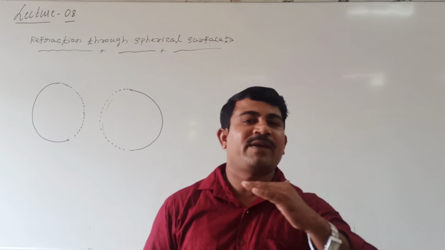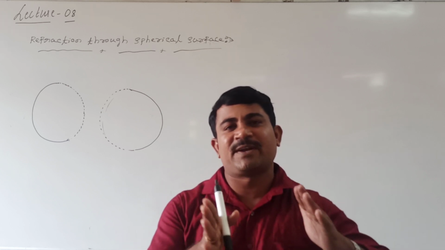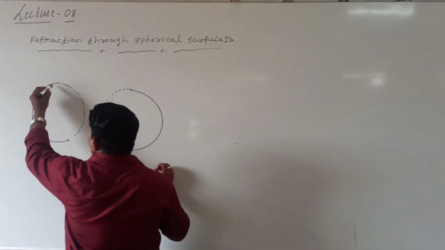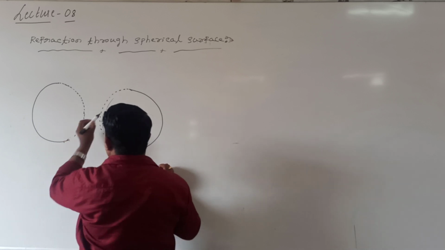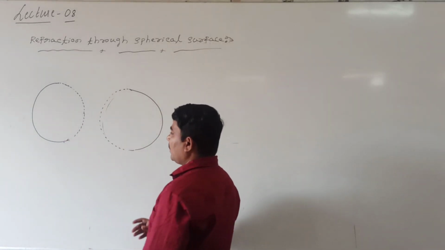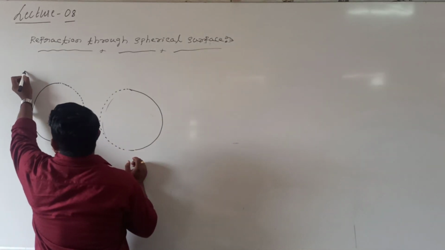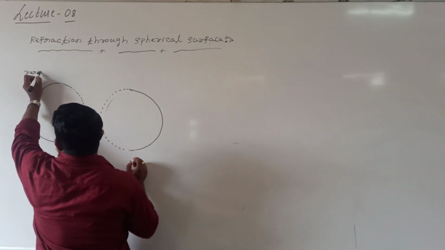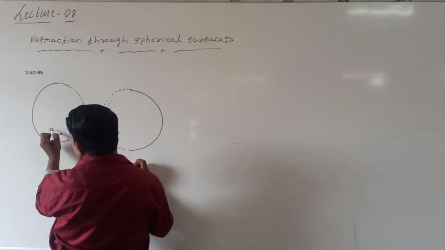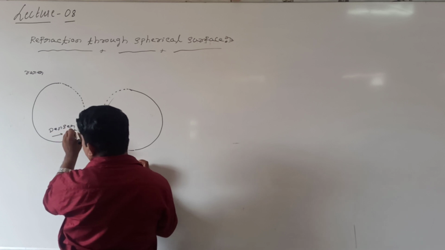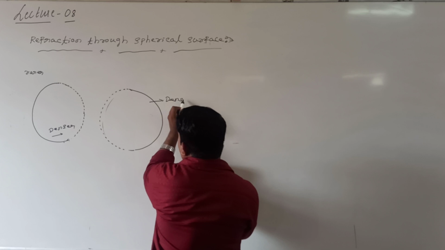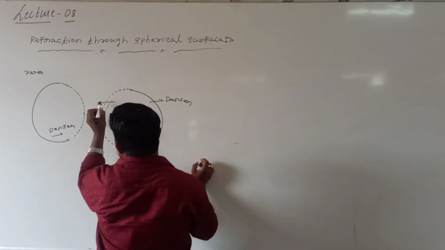One we are calling convex spherical refracting surface, and the second one is concave spherical refracting surface. See here, this I can call convex spherical refracting surface, and this one we are calling concave spherical refracting surface. Very simple. See here, this one I can call rarer medium, and what about this one? This I can call denser medium. Similarly, this I can call denser medium, and this part I can call rarer medium.